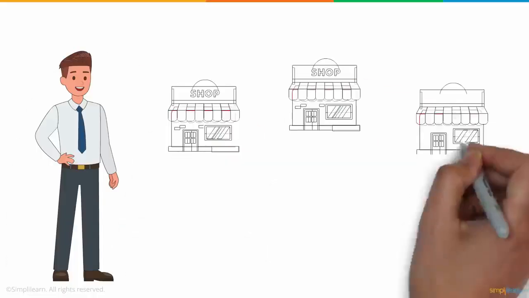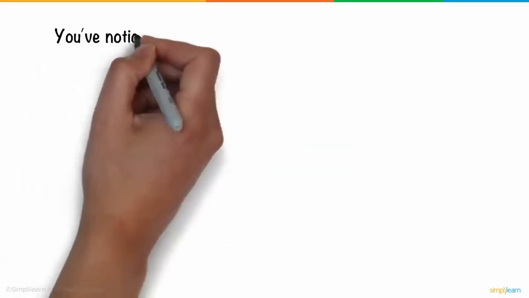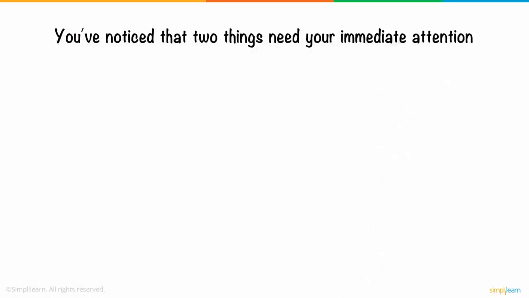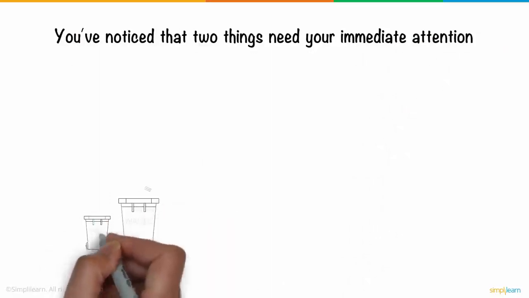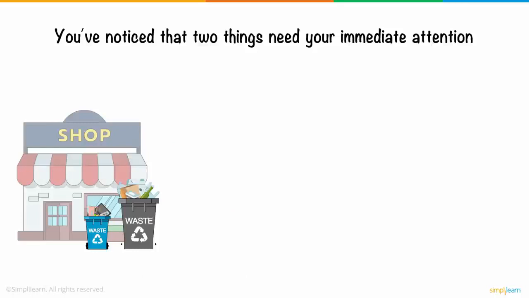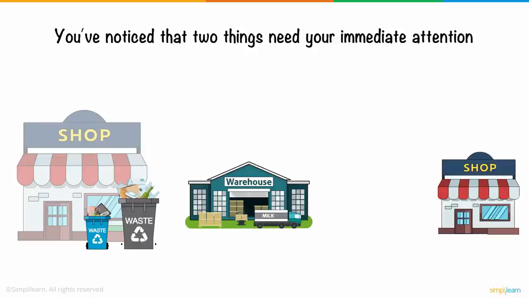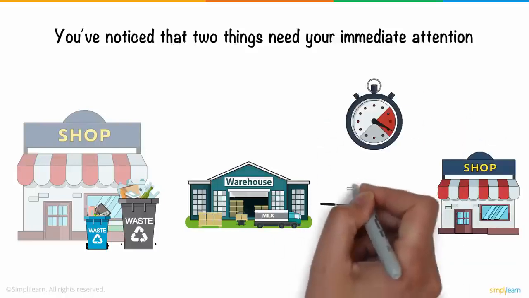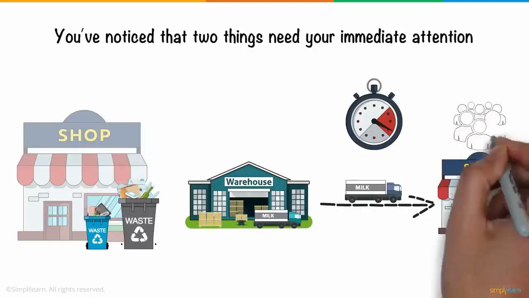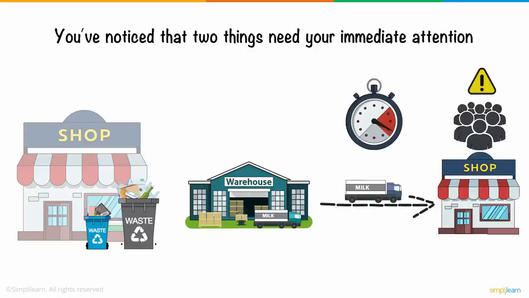Imagine you're the manager of a supermarket chain. You've noticed that two things need your immediate attention. The first issue is how to handle the different kinds of waste that you encounter at your supermarket. The next one requires you to address the supply chain issues at the supermarket, which are causing delays to the morning delivery of milk, leading to customer dissatisfaction and attrition.